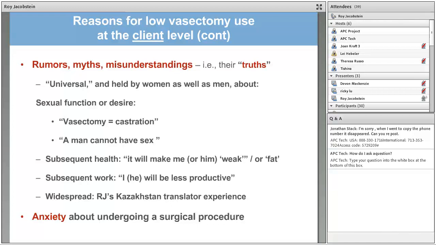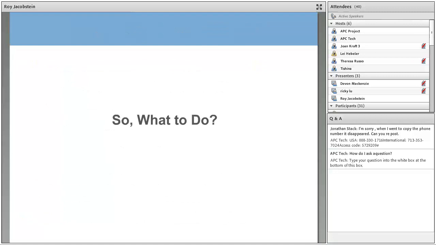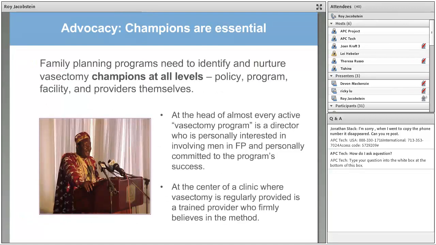And there's the fear that a man won't be able to have sex, that vasectomy would make him weak or fat or less productive. And when I was working in Kazakhstan several decades ago, I could not even get my translator to say the word vasectomy because he thought I was talking about castration. And then there's anxiety about undergoing a surgical procedure. So what are we going to do about all this? In general, we have found that wherever there is a successful vasectomy effort, you have a champion. You have a champion at the head of the program, you have a champion provider, you have an advocate, and without that, that's a sine qua non of a program.